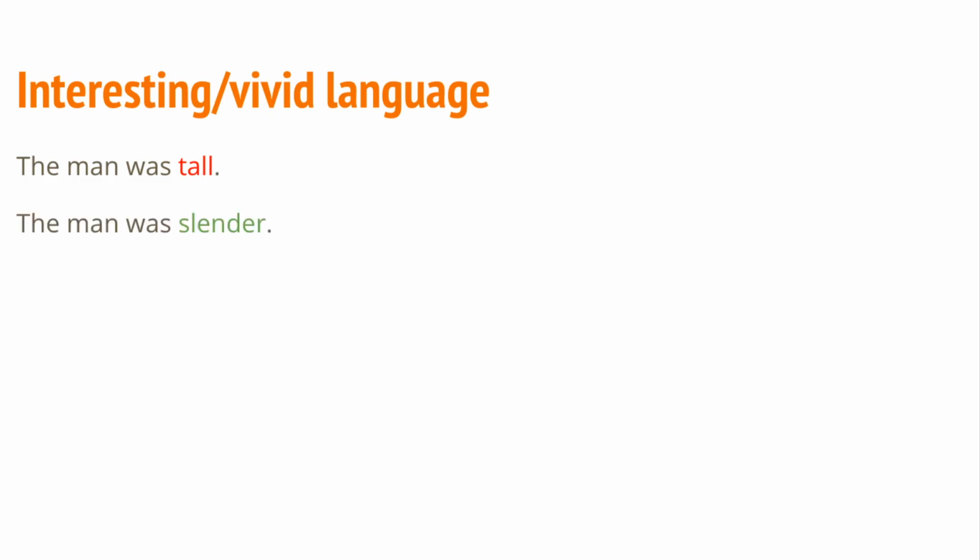So maybe the man was slender, so we're thinking long and thin. Or maybe the man towered over us. So again, tower gives a feeling of being so tall that he seems to be over you. It's like a huge building. So again, just more interesting. And we can see here we've actually replaced an adjective with a verb, towered. So again, we can just restructure the sentence, but we're using more interesting language.